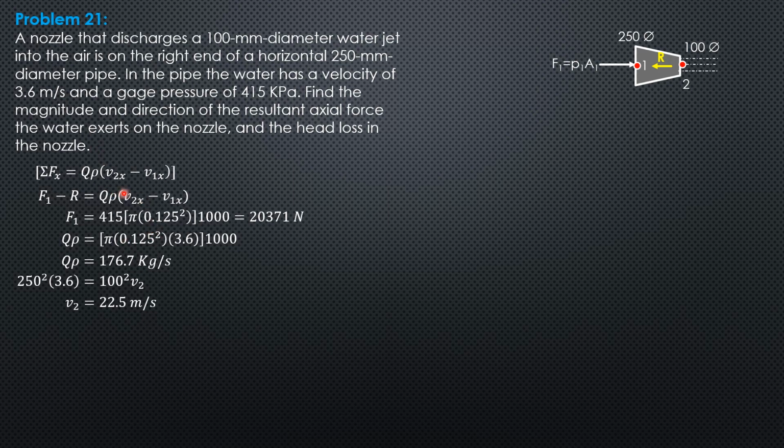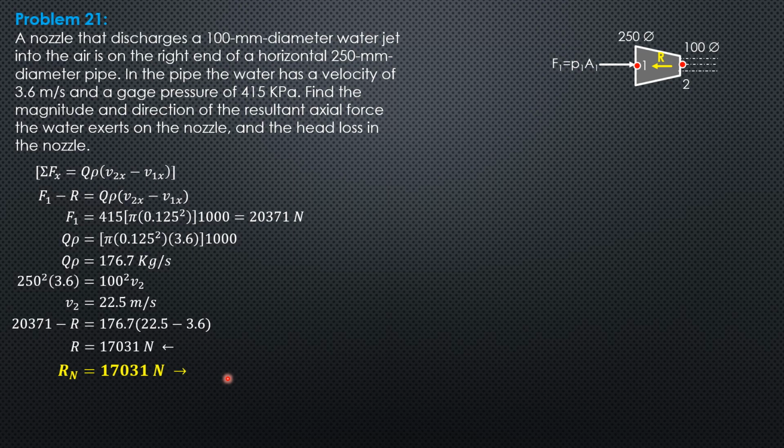And substitute now. 20,371 minus R equals 176.7 times 22.5 minus 3.6. So R can now be solved. It is positive leftward as shown in the figure. Therefore, the magnitude and direction of the resultant axial force the water exerts on the nozzle will be equal and opposite to this. So our answer is 17,031 newtons rightward for the nozzle.